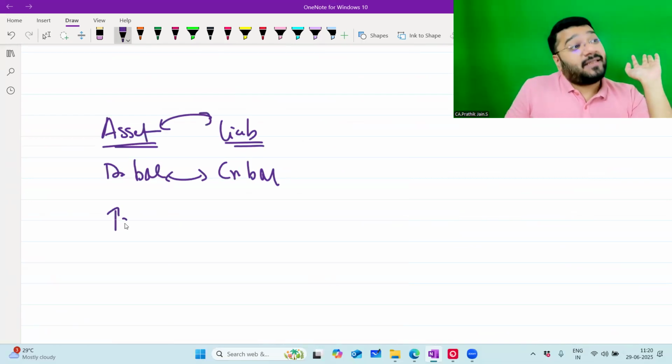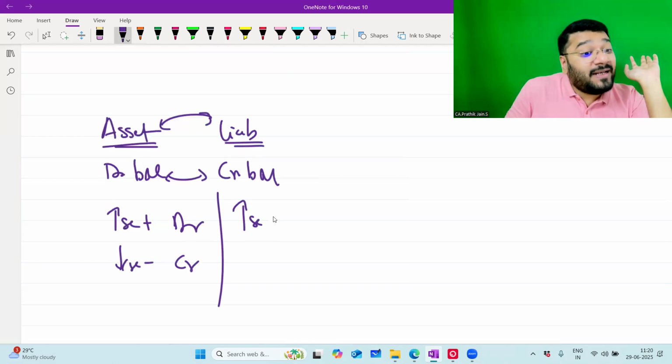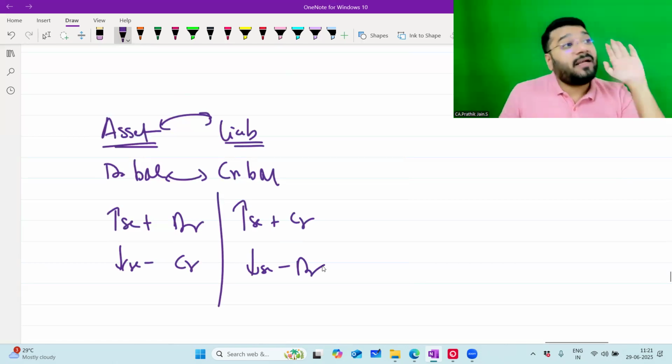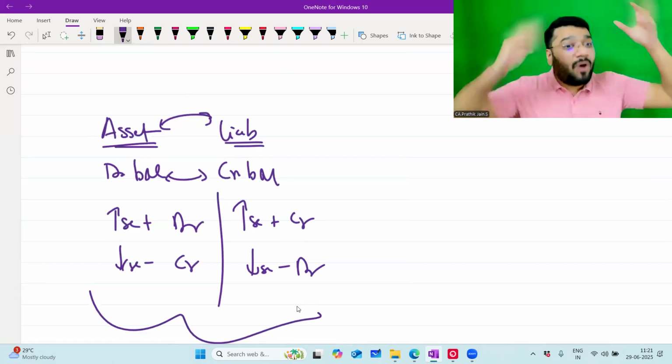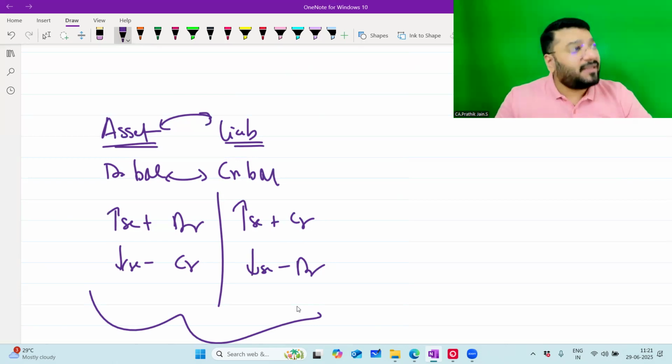If I want to increase the asset, add debit. To decrease asset, credit. If I want to increase the liability, credit. To decrease liability, debit. So all those who were thinking that debit means plus, credit means minus, this modern rule puts a bomb on your expectations, desire, knowledge, understanding, whatever you say. It is not true that debit is equal to plus and credit is equal to minus. It will keep on changing.